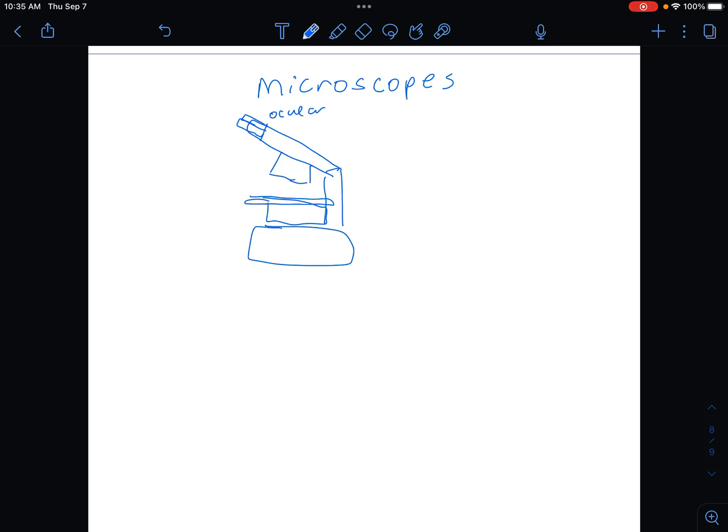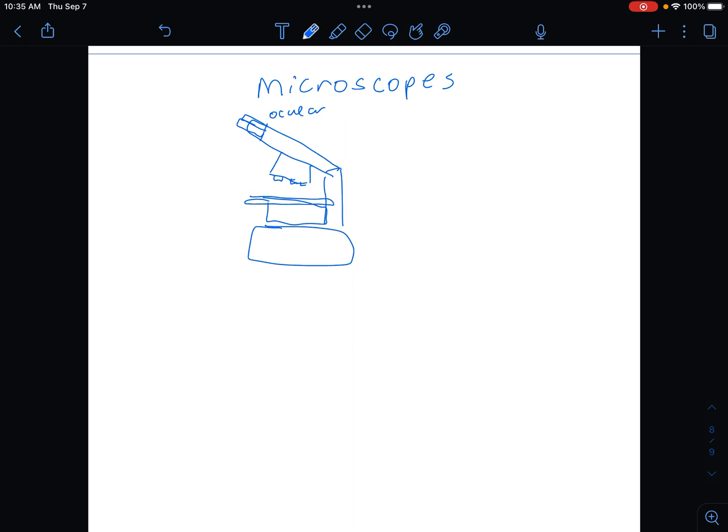So, microscopes. As you all know, they have this base, and they have an arm, and they also have this part here with the ocular lenses. And then you have a stage. This is what's called the stage. And then you also have your objective lenses of different magnifications.